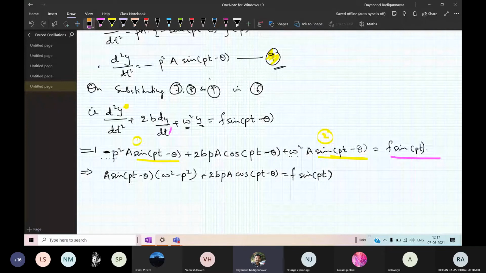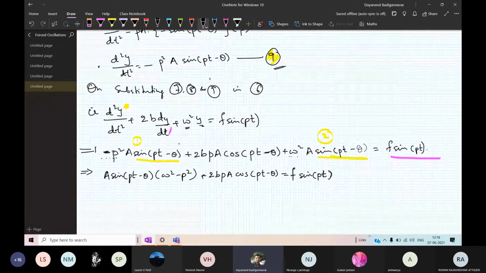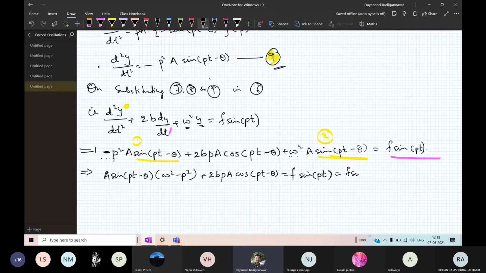So this is sine PT. Now here I have done the substitution for d2y by dt square, dy by dt, and y. On the right hand side is F sine PT. So F sine PT I can rewrite as F into sine of PT minus theta plus theta. It doesn't make any difference. I have added minus and plus to this angle theta. So therefore I can write this as that.